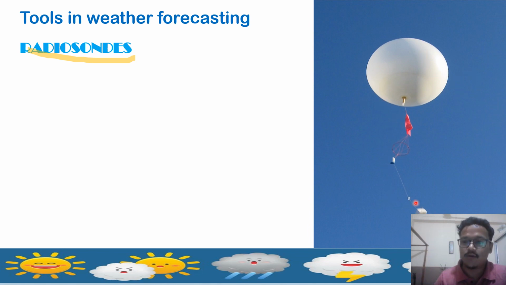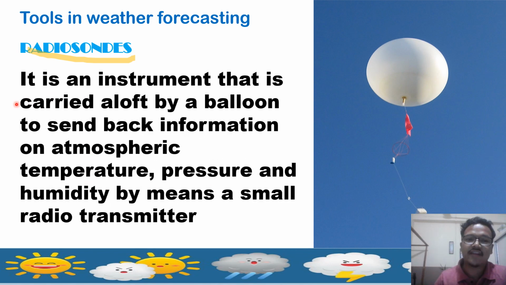It looks like a balloon, but there is a transmitter working behind it. This is actually an instrument that is carried aloft by a balloon to send back information on atmospheric temperature, pressure, and humidity by means of a small radio transmitter. Here we can see the small radio transmitter. Then let us move on.